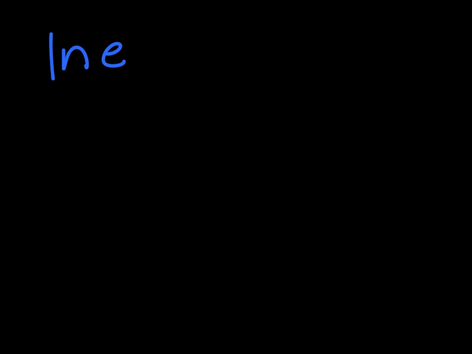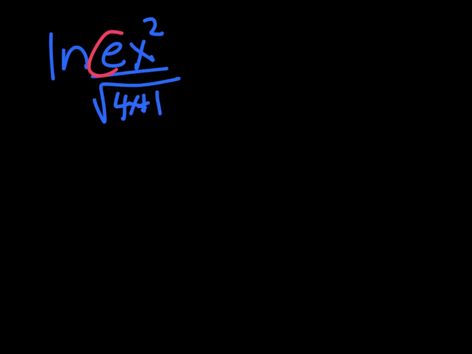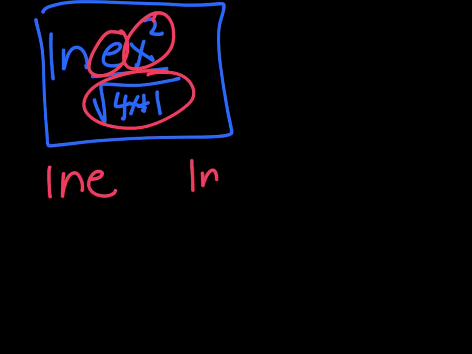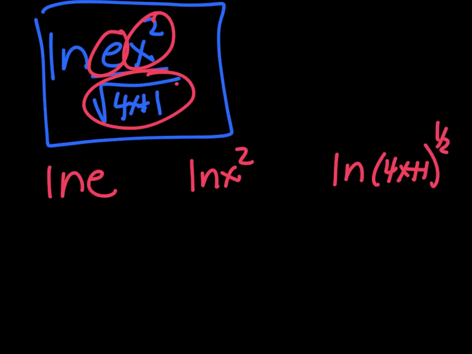Natural log of e x squared over the square root of 4x plus 1. So again, I have an e, I have an x squared, I have a square root of 4x plus 1. Here's the original problem. This gives me natural log of e, natural log of x squared, natural log of 4x plus 1 to the 1/2, because you're going to change square root to the 1/2 power. Then I need addition and subtraction.